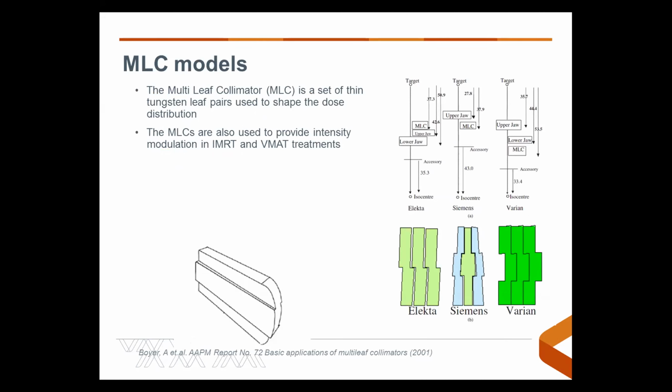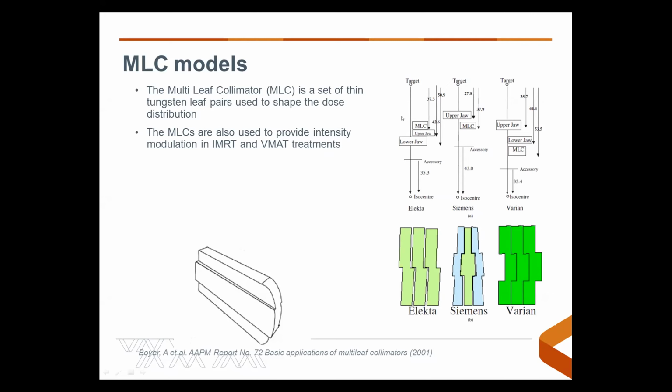So first I'll quickly go through some MLC models. So there are multiple different MLC models. The MLC is a set of thin tungsten leaf pairs used to shape the dose distribution. And they are also used to provide intensity modulation in IMRT and VMAT treatments. So here are examples of some models of MLCs. You have the Elekta model, the Siemens model, and the Varian model.